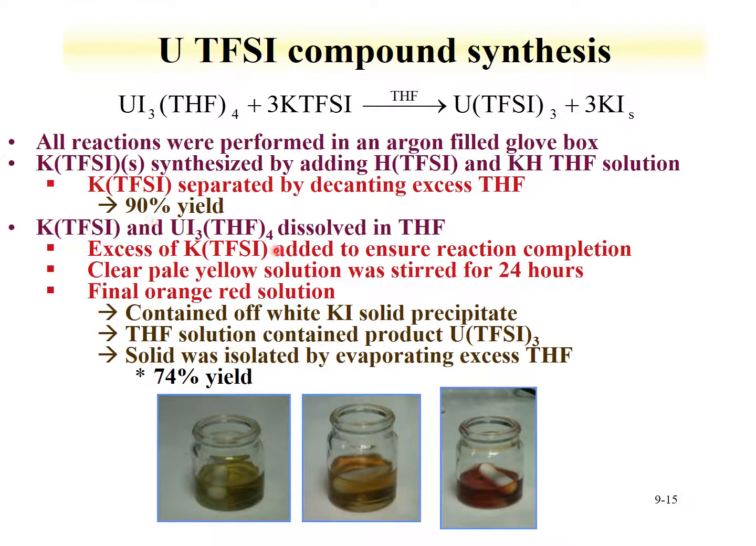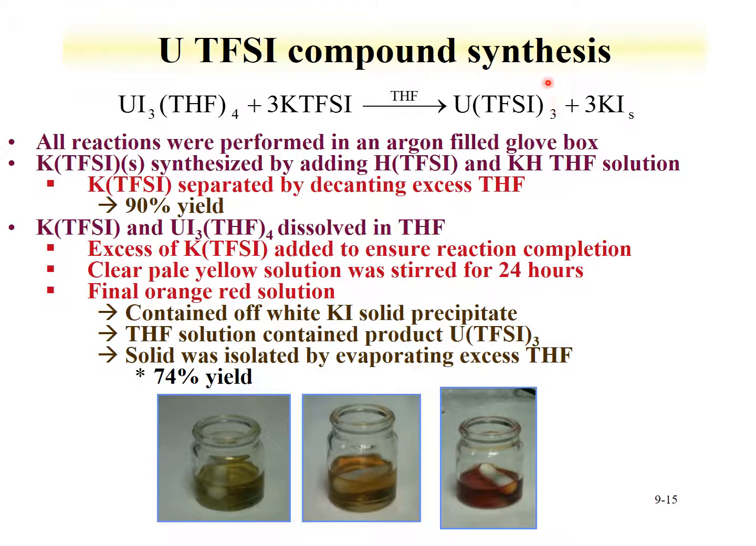We add excess of the potassium ligand. This is stirred for 24 hours under inert atmosphere. We see a color change, which is indicative of the formation of the uranium TFSI compound. And initially you get a precipitate of the potassium iodide in this system, so one can achieve a separation of this product from this product. And then you can isolate the solid of the uranium after the initial separation of the potassium salt by evaporating off the excess tetrahydrofuran. So then you have a product that can be added to the ionic liquid.